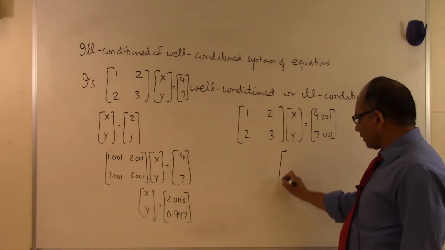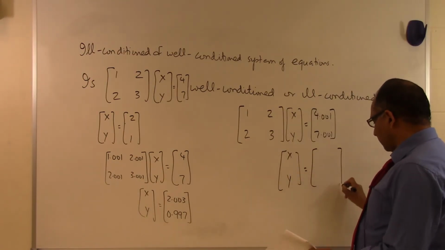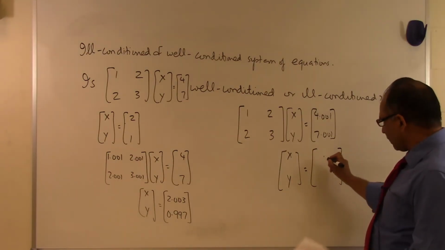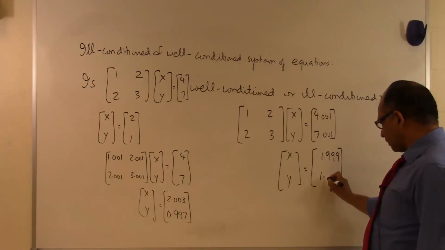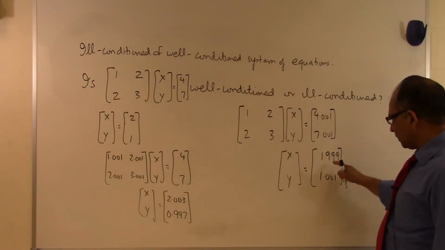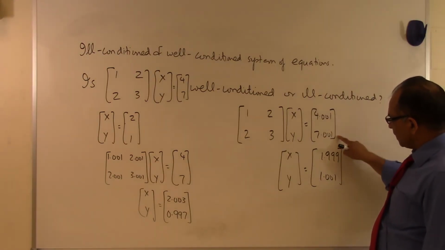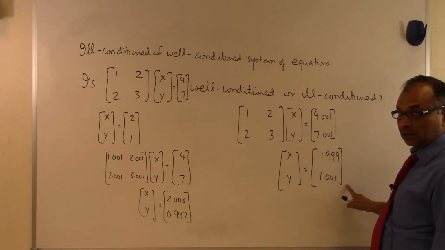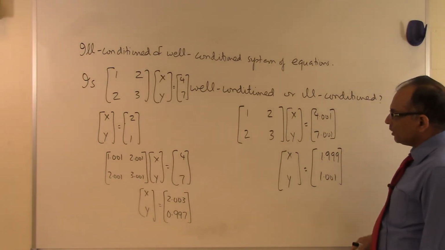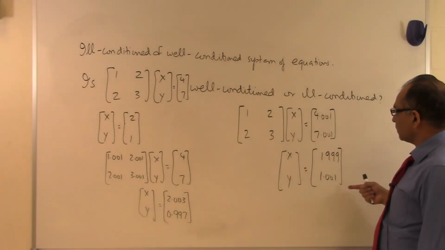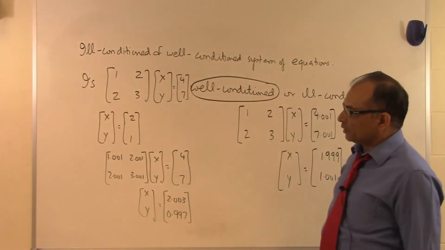And when I solve this set of equations, I find out that my x and y turn out to be equal to 1.999 and 1.001. So again, this number is very close to 2 and this number is very close to 1. So a small change in the right hand side resulted in a small change in my solution vector. It did not result in a large change. So in this case, if I'm conducting this experiment, I'm finding out this particular system of equations is well-conditioned.